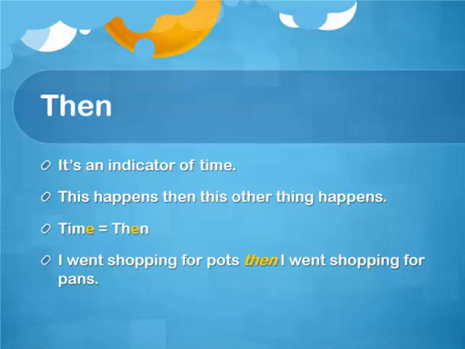A little trick that you can use to know if you're using then correctly is if you think of that like time, that E in time and that E in then is one way to kind of keep that straight. So a good example sentence would be, I went shopping for pots, then I went shopping for pans.